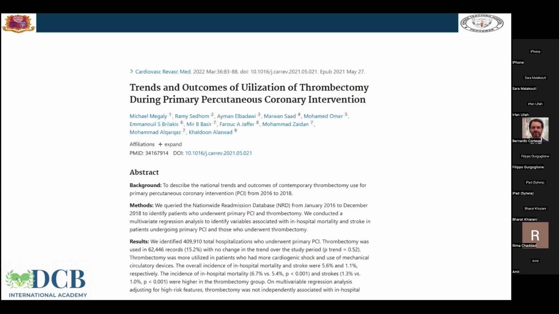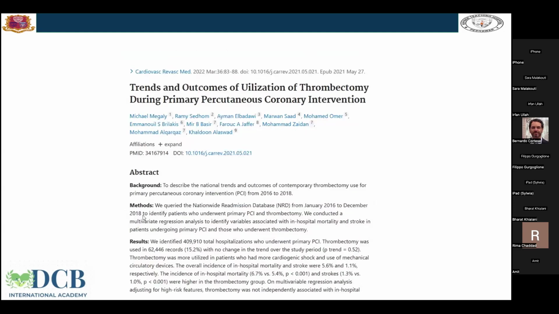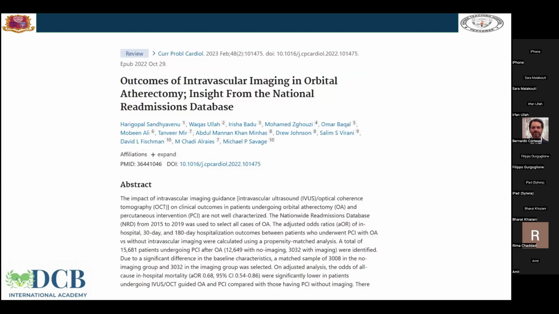This is one study taken from this database: trends and outcomes of utilization of thrombectomy during primary percutaneous coronary intervention. Actually, they have used 2016 to 2018, 2 years of data. Another study: outcome of intravascular imaging in orbital atherectomy, insight from the National Inpatient Readmission Database. 2015 to 2019 they have taken, and a very good study as well.